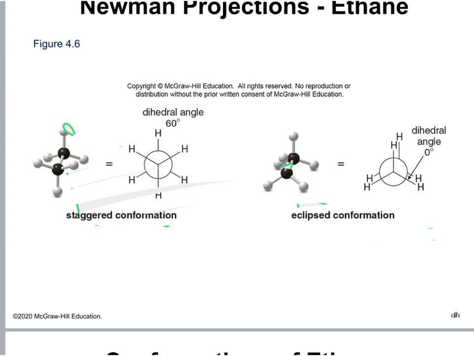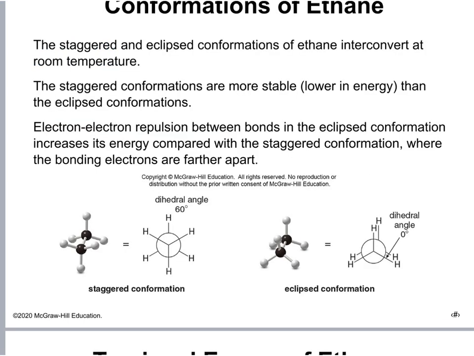Okay. Anyway, there's staggered versus eclipsed. These are conformations of ethane, so this is not a big deal. These rotate at room temperature, and because these hydrogens are really small and they don't take up a whole lot of space when they rotate, it's not a big deal to go from eclipsed to staggered and staggered to eclipsed. And keep in mind, you can't get to another staggered conformation without going through the eclipsed.